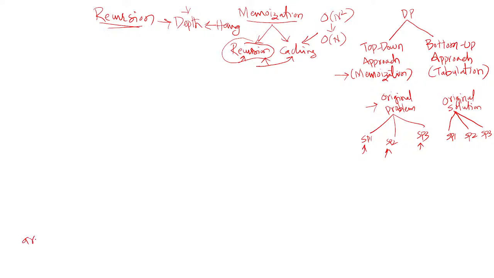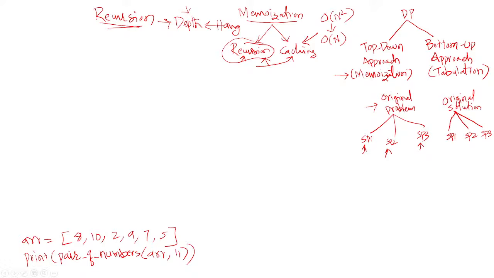Our array contains the values 8, 10, 2, 9, then 7, 5. We need to find a pair, so we'll print the pair of numbers. We need to pass the array and also the sum. This time the sum is 11. Assume that it is 11. This function we will define, but this time we use the memoization technique.